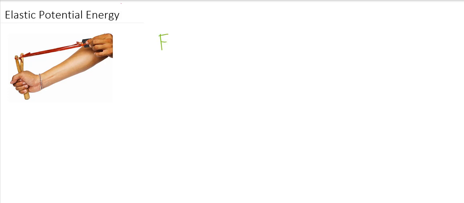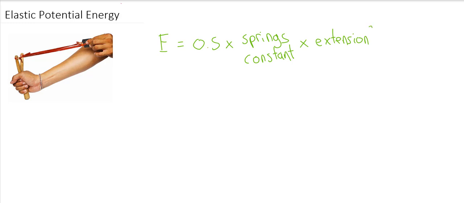Now if we use the equation where elastic potential energy is equal to 0.5 times the spring's constant multiplied by the extension of our stretched object squared, we'll have to give some units to this equation for each of the quantities. For example, energy will be measured in joules. The spring's constant is measured in newtons per meter. An extension has to be measured in meters.